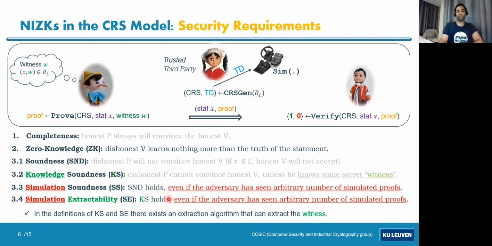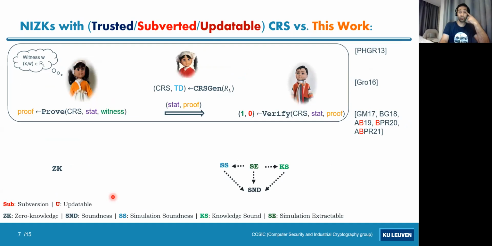These notions are interesting because they can guarantee the non-malleability of proofs, and in some applications, for example in universally composable protocols, we sometimes expect to achieve this in the underlying NIZK. And to prove that some protocols achieve knowledge soundness or simulation extractability, we construct an extraction algorithm that can extract a witness from the adversary. So these notions that we just reviewed are usually achieved under a trusted setup phase in the CRS model.